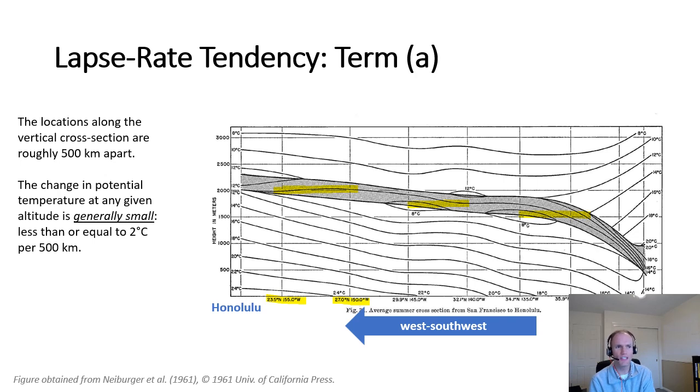Again, it's a little less horizontal, but it's still a very small change on the order of 2 Celsius or less, 2 Kelvin or less change in potential temperature per 500 kilometers from one of these vertical lines to the next. And so ultimately we can use this information to say that this forcing term is small. It's sufficiently small for us to be able to neglect this term.